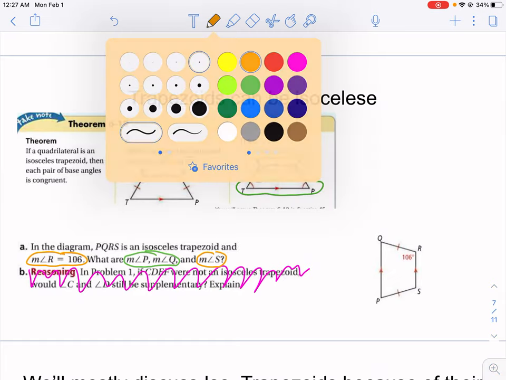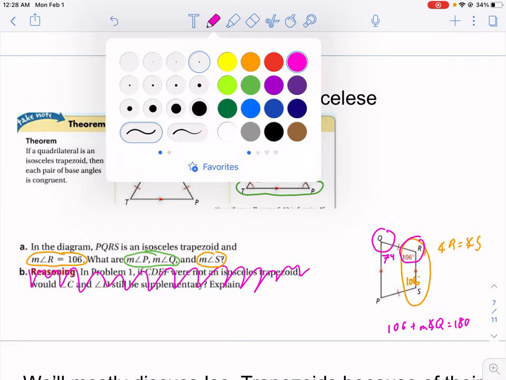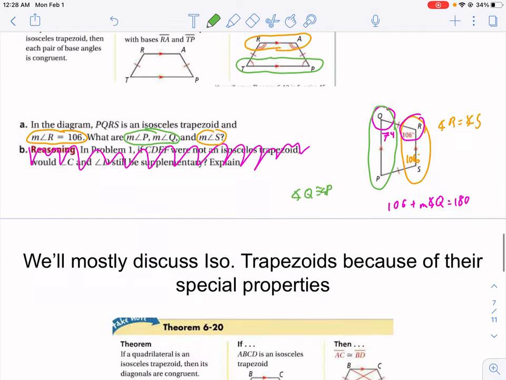All right. Well, I hope that my color coding was a helpful clue. Since it is an isosceles trapezoid, that means that angle R is congruent to angle S. Meaning they're both 106. Then, we can find angle Q because it must be supplementary to angle R, because of consecutive interior angles. So that means angle Q is 74. And then because, again, it's an isosceles trapezoid, angle Q must be congruent to angle P. Here it asks for questions, but instead we'll just have to move on.